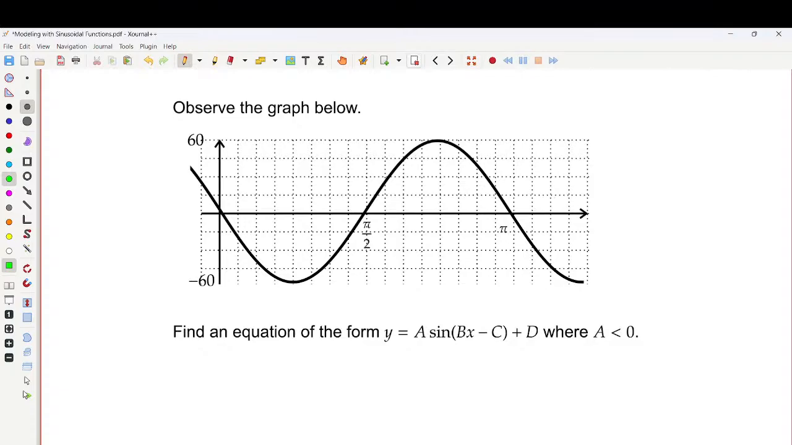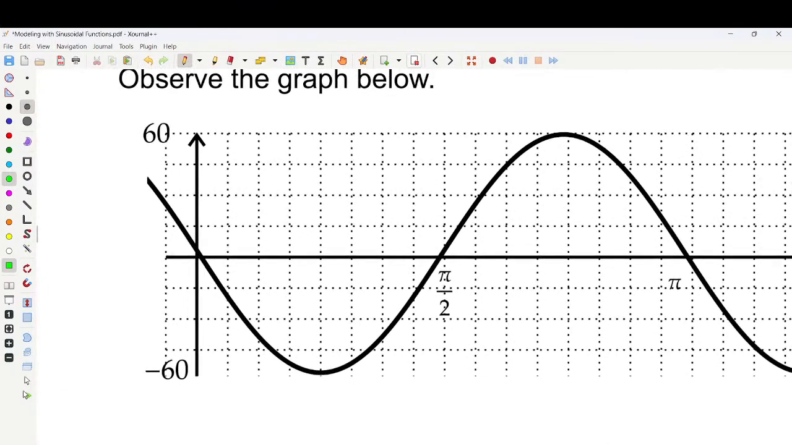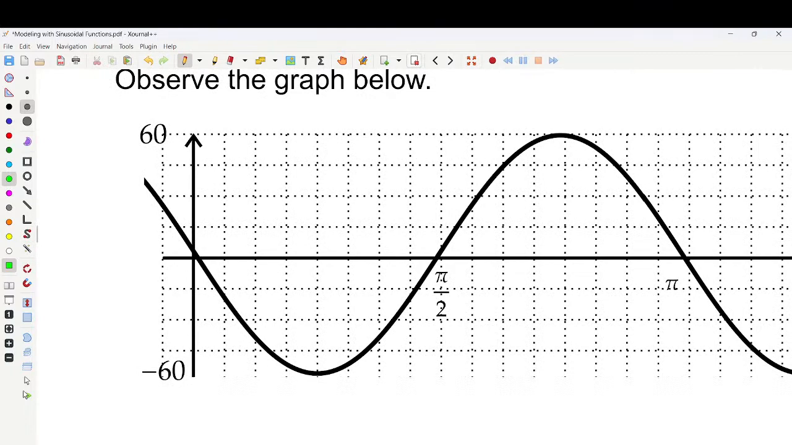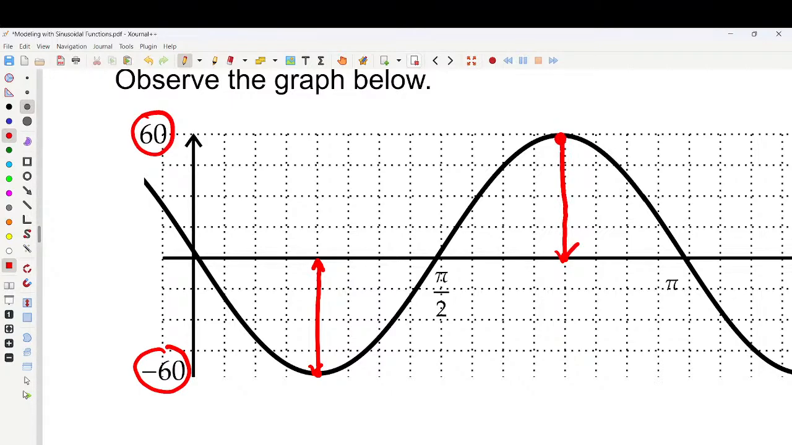All right, well, before we even dive into that, what is the amplitude on this graph? 60. Awesome. And so you can get that from here to the middle is a distance of 60, and the middle to here is also a distance of 60. So there we go. We know our amplitude is 60.